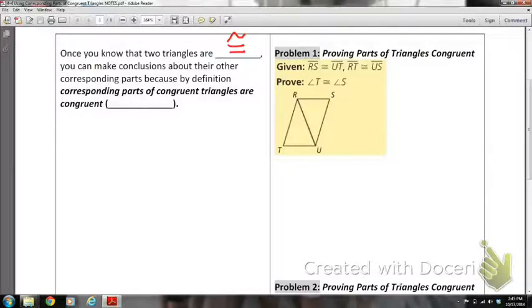But we're going to use this quite a bit as a reason in our proofs to prove angles are congruent or to prove sides are congruent. So we're going to abbreviate this with the first letter of some of these words here. Corresponding parts of congruent triangles are congruent. We're going to abbreviate that CPCTC. So let's look at problem number 1.